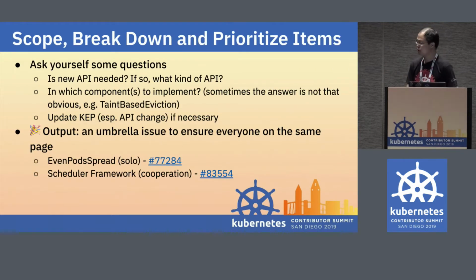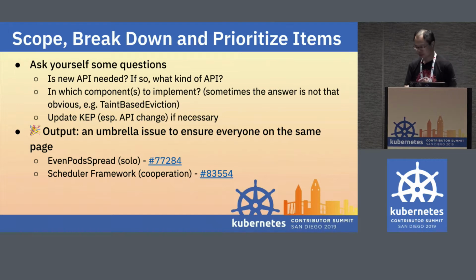Next, to get started, you need to define the KEP scope, break it down and prioritize the items. First of all, ask yourself some questions. Usually a feature comes with a new API, but sometimes it doesn't. So ask yourself whether a new API is needed. If it is, what kind of API do you want? Is it an upstream API, or can you implement it as a CRD out of the tree? I will mention a bit later what kind of API you need.